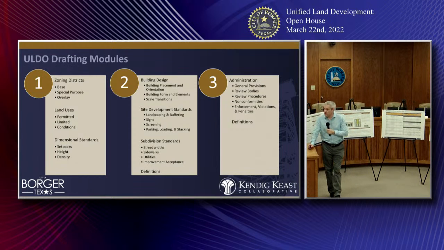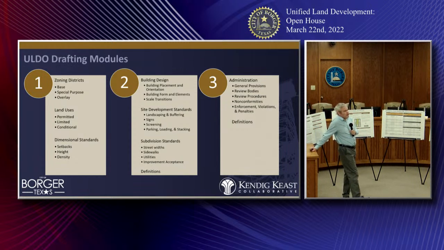This shows you the contents of the two previous modules and this module. The first module was about the zoning districts and the land uses. Any city that has zoning has zoning districts within it that say what kinds of land uses can go where in the city and how tall those buildings can be and what kinds of parking and landscaping and signs they can have. The second module was site design and subdivision standards. And then the third one that we're in now, again, is the development review procedures and administration.